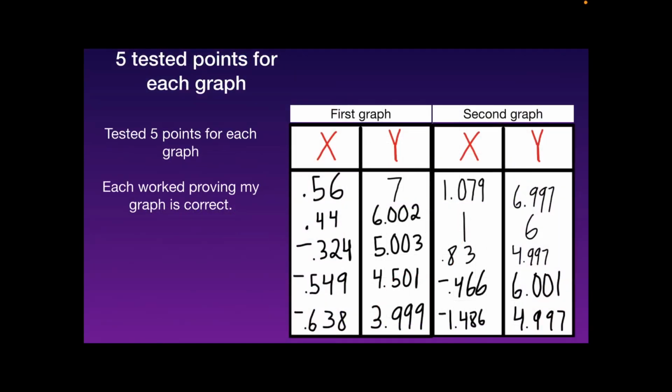Now we're going to look at the 5 tested points for each graph. I tested 5 points on each graph. On the first graph, you could see all the different points that I chose, and on the second graph, all the points that I chose. When I plugged this into the equation, they all came out working perfectly fine, which proves that I did this graphing correctly and everything was okay.